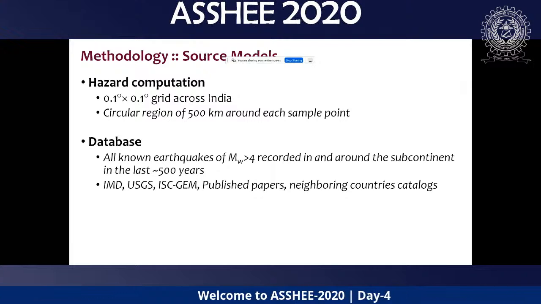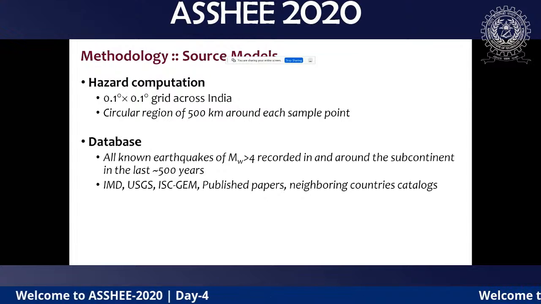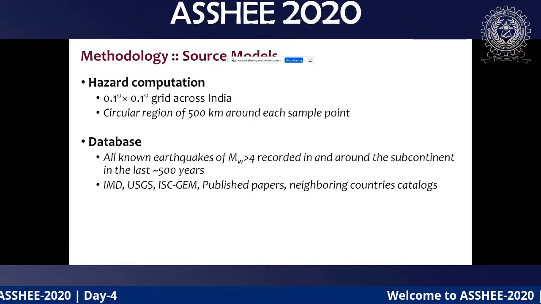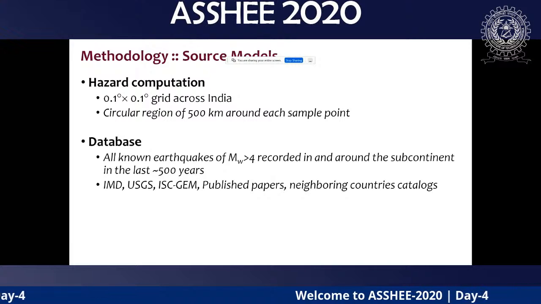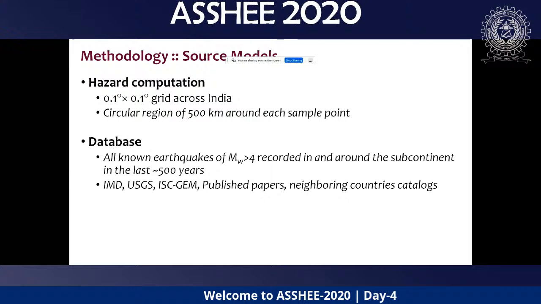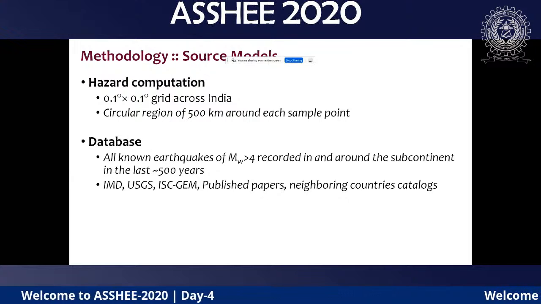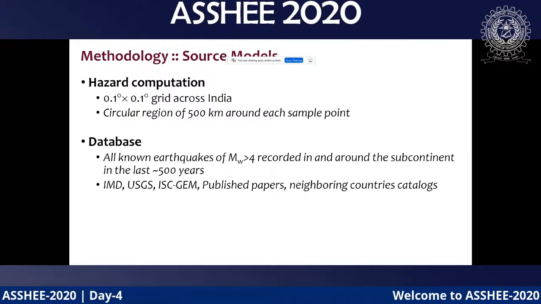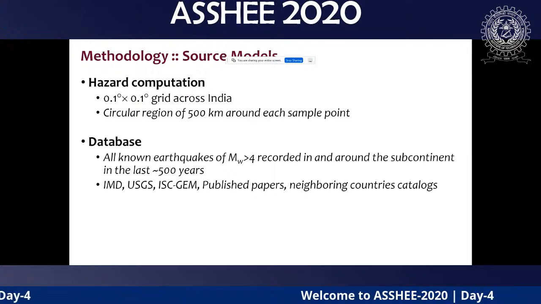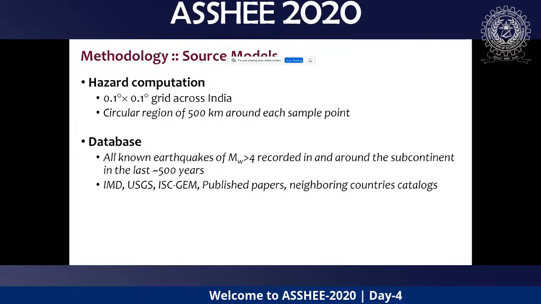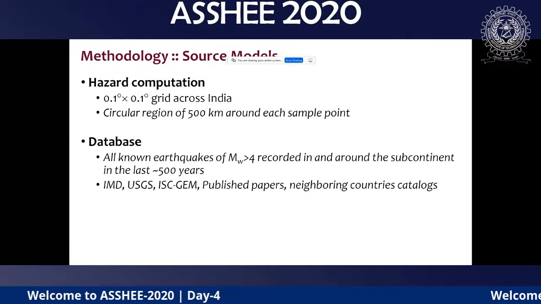committee of almost 20 to 30 experts, comprising geologists, geophysicists, seismologists, insurance companies, and practicing engineers from private as well as government sectors, and many professors. So the methodology was that we have to do this hazard computation on a 0.1 degree by 0.1 degree grid, almost a 10 kilometer by 10 kilometer grid in India.